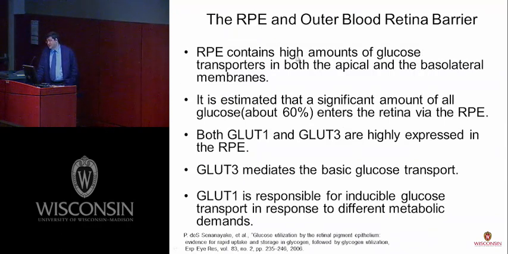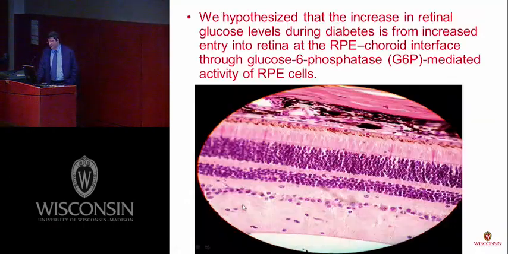The RPE cell is located in the outer blood-retinal barrier. They are very active cells in glucose transportation, and in the normal physiological state, about 60% of the glucose comes to the retina through the RPE cell. And there is a high concentration of GLUT1 and GLUT3 in the RPE cell, and interestingly, in diabetes, they didn't downregulate. GLUT3 is not very important as it only mediates basic glucose transport, but the major transporter in the barrier, as I said before, is GLUT1.